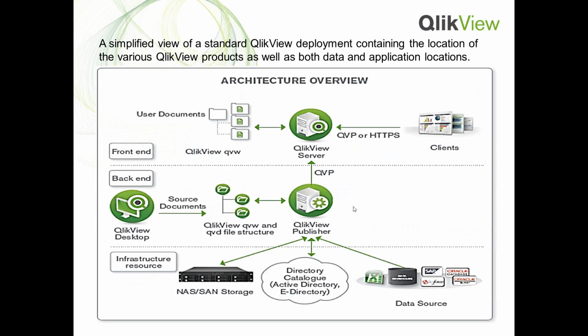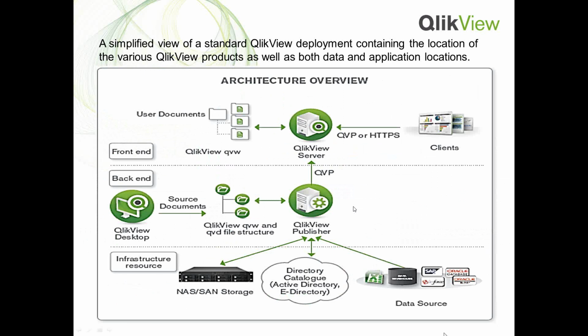So now we come to probably the most important part of the slide. This is the typical architecture of QlikView. There are basically three layers or stages defined in this particular architecture. The bottommost is your infrastructure resource, this one.